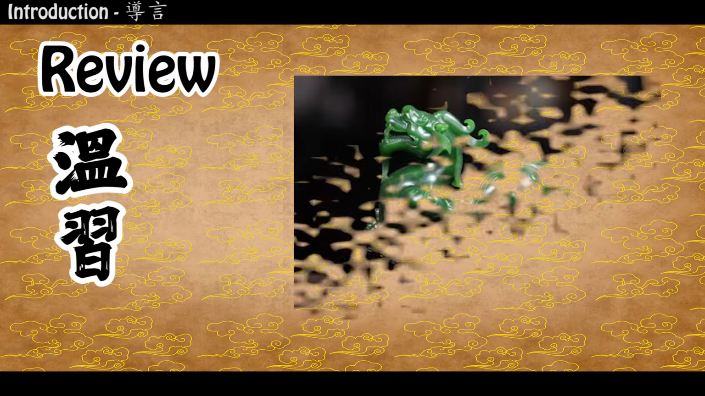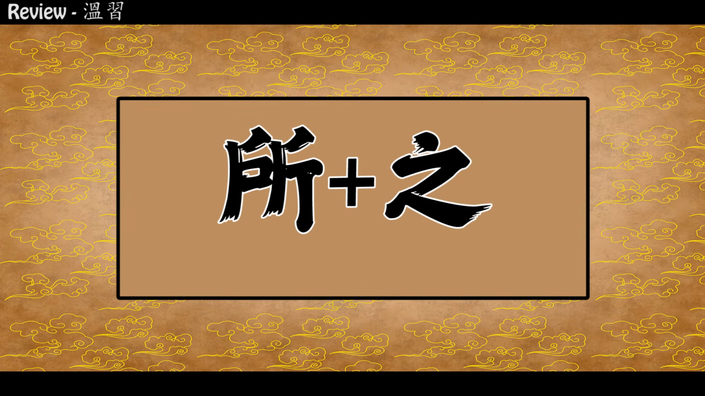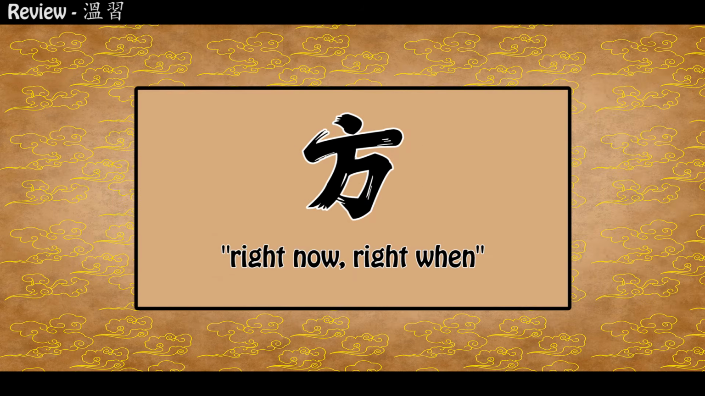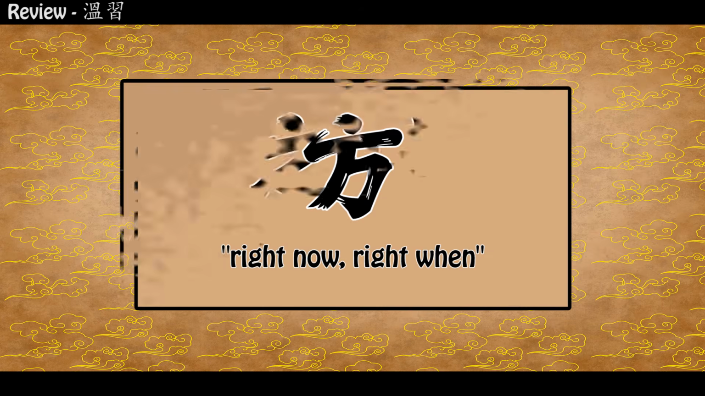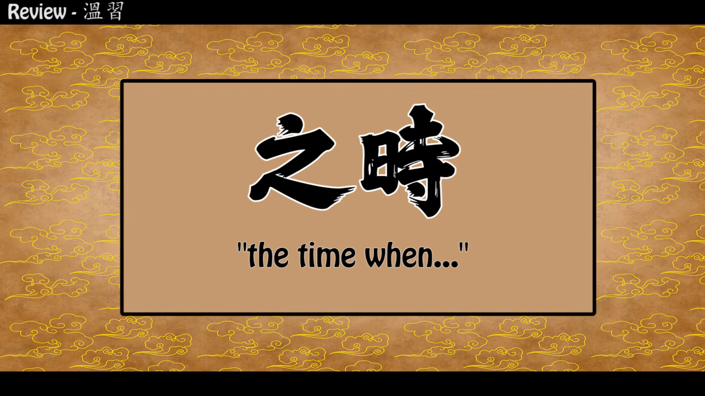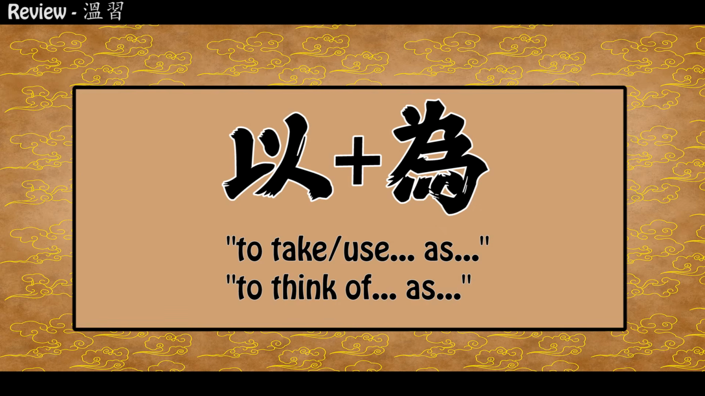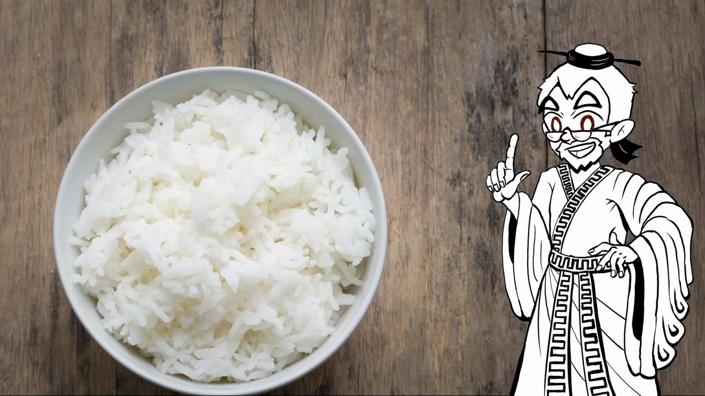Last time we delved into the weight of jade in Chinese culture. We also learned how to wield so and zhi together, how to say right now or right when with fang, how to mark a point in time with zhi shi, and lastly, how to wield yi and wei together. A full bowl of rice indeed.